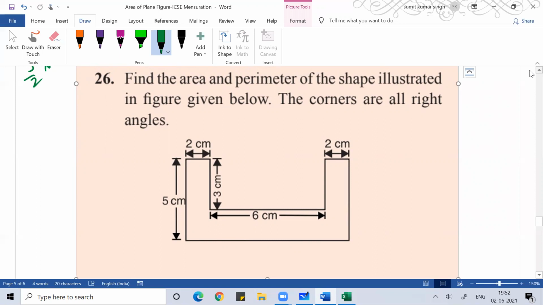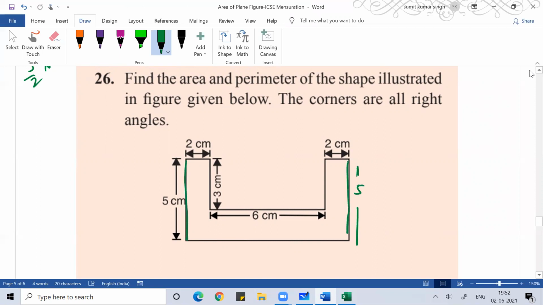Perimeter, I simply add: 5, 5, 10, then 12, 12, 14, 14. This is 17. Then 17 plus 6, 23. So that will be 10. The plus below, 3, part will be 10. 23 plus 3, 26. And this is 10, 36. Perimeter would be 36 centimeter. Yes, sir.